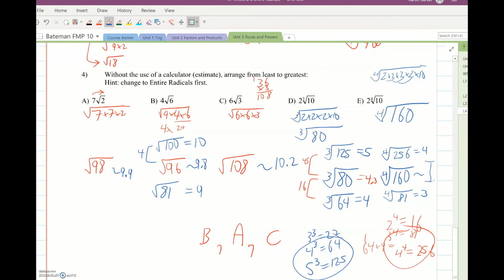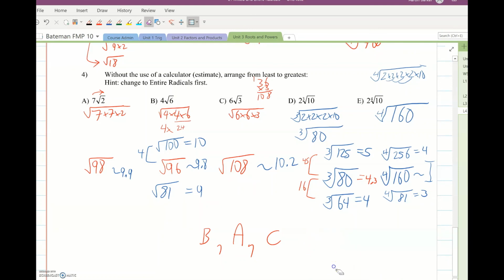Do I really need to know? Nope. Don't need to know. Why? Because I know right away that it's going to be the smallest one, right? It's between 3 and 4. The other ones are all above that. So then E goes first, and then we have D, which is above 4, 4.3, and then we have the other ones.